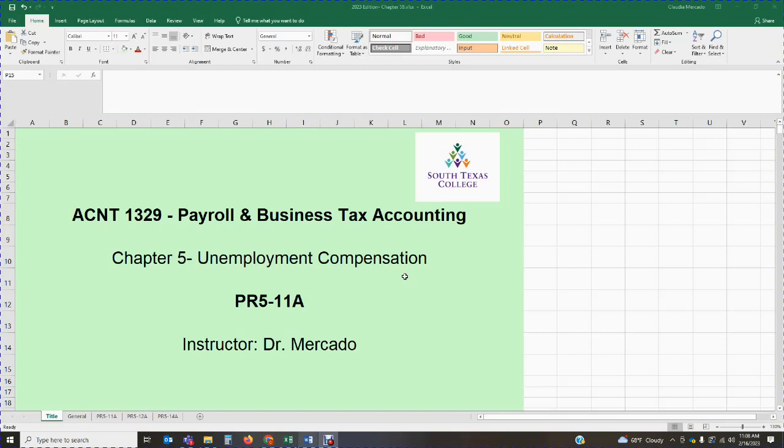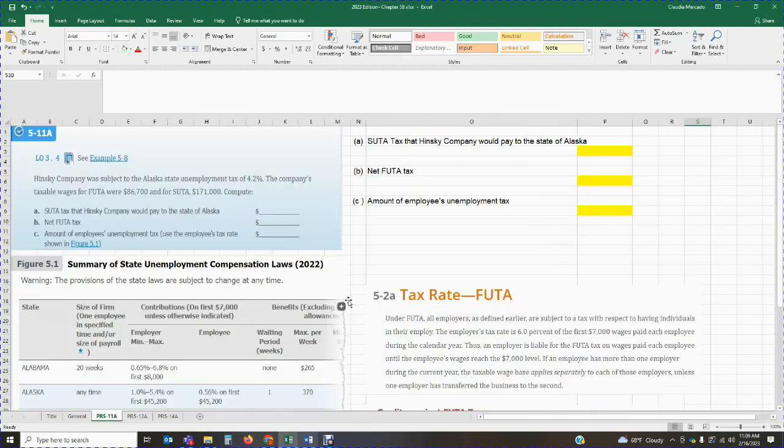Please make sure that before you attempt any of your assignments that you have read the chapter. There's a lot of examples included in the chapter, so please make sure that you not only read, but you carefully analyze all of the different examples provided so you can apply what is explained in the chapter to the actual scenarios illustrated in the examples included. Okay, so let's go over problem 5-11A.